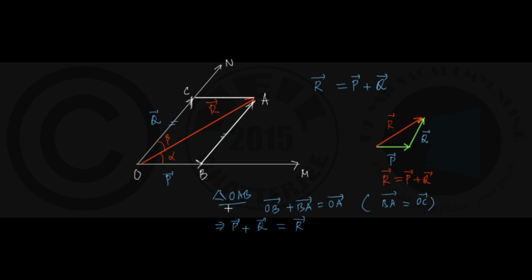So I have established that OB, once again, OB or P is the component vector of R along OM, an arbitrary direction, and Q vector or OC is the component vector of R along ON, another arbitrary direction, and these two directions are making angles of alpha and beta with R. So once you graphically establish that OB and OC are these component vectors along OM and ON, my next job is to find out the magnitude of P and Q.